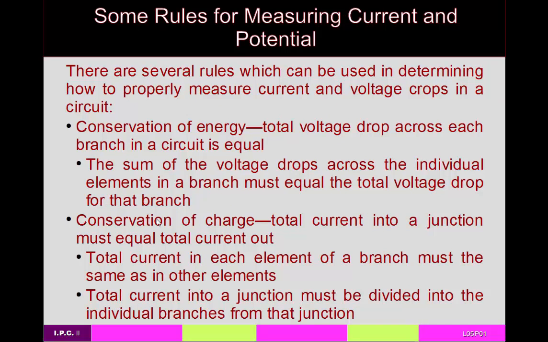Conservation of charge says that the total charge into a junction must equal the total charge out of the junction. So that means that the total current in each element of a branch must be the same as all other elements in that branch, and the total current into a junction must be divided into the individual branches from that junction.